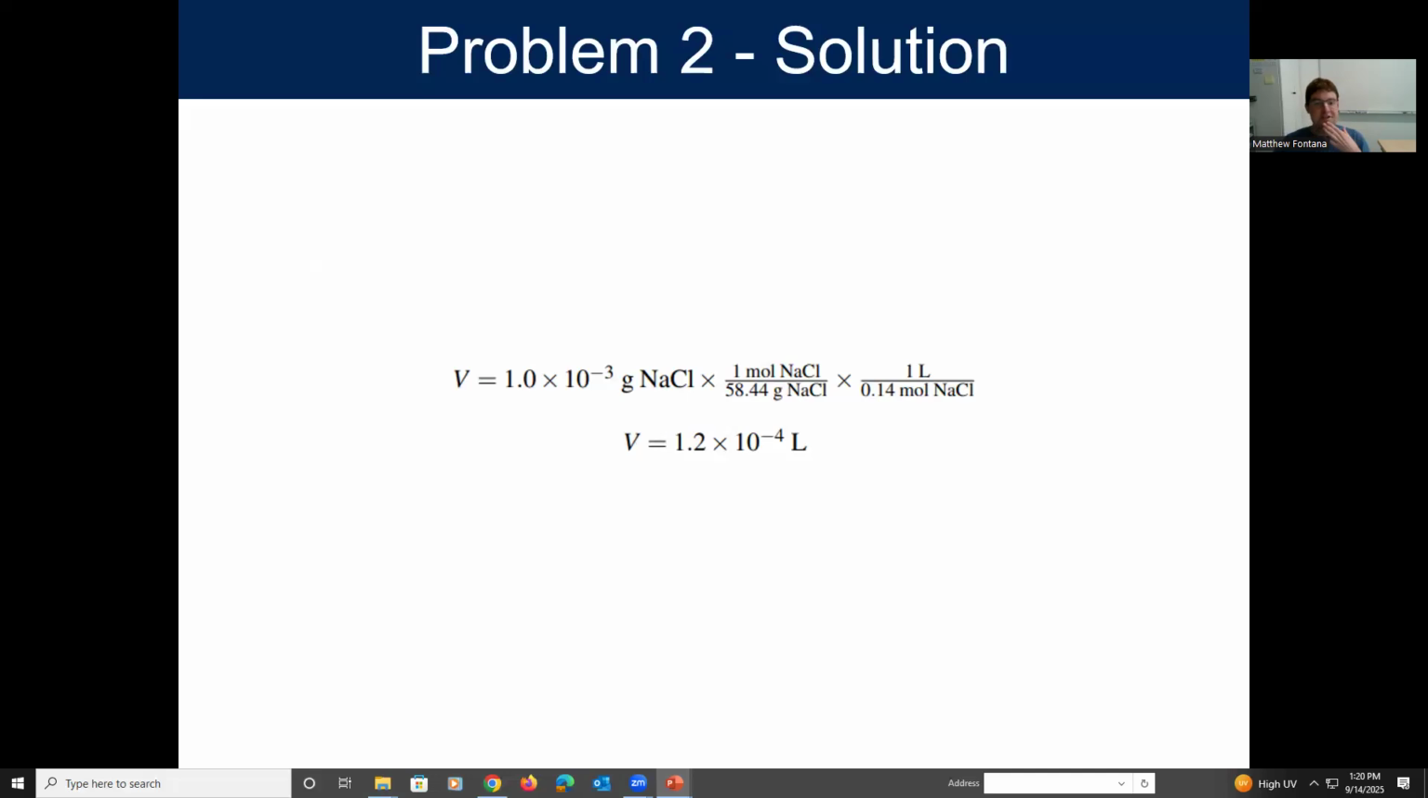liters. So just to recap here, you start with your 1 milligram of sodium chloride. You use the molar mass of sodium chloride to pivot out of grams of sodium chloride and into moles of sodium chloride. You're given the concentration, which is a mole per liter ratio. And so you can then use that molarity as a conversion factor that lets you pivot out of moles of sodium chloride and into liters of solution. When you do that, you get an answer of 1.2 times 10 to the negative 4 liters. So that's the volume that contains 1 milligram of sodium chloride.